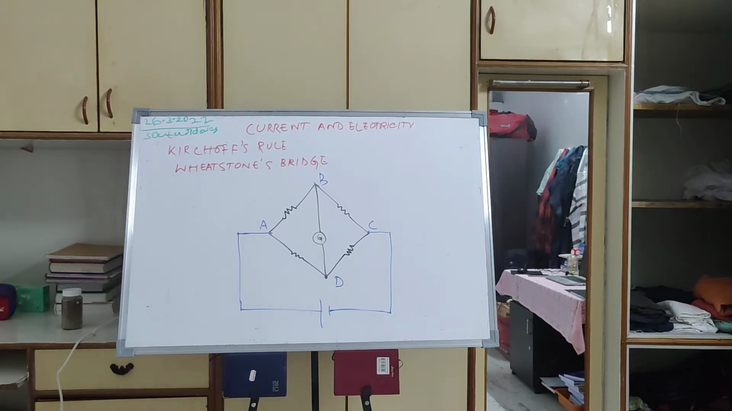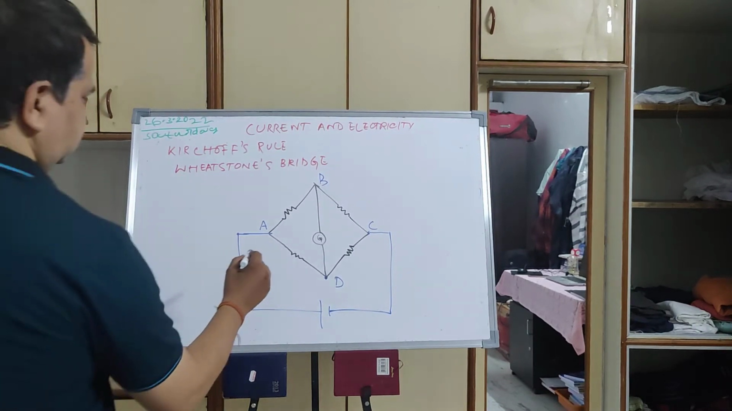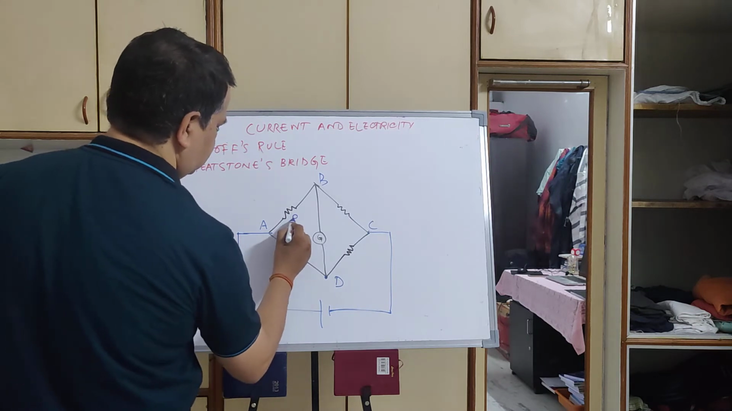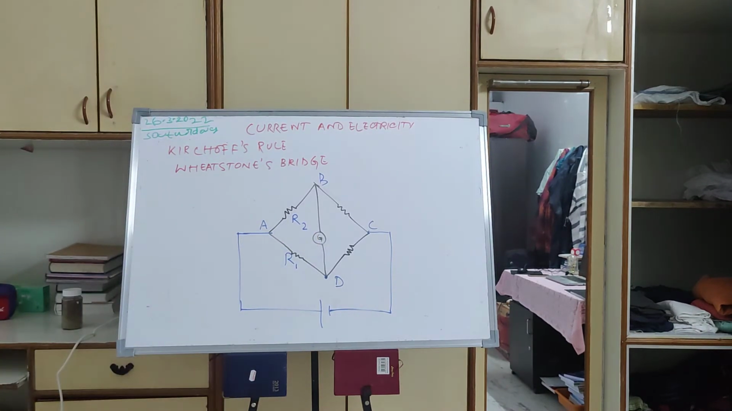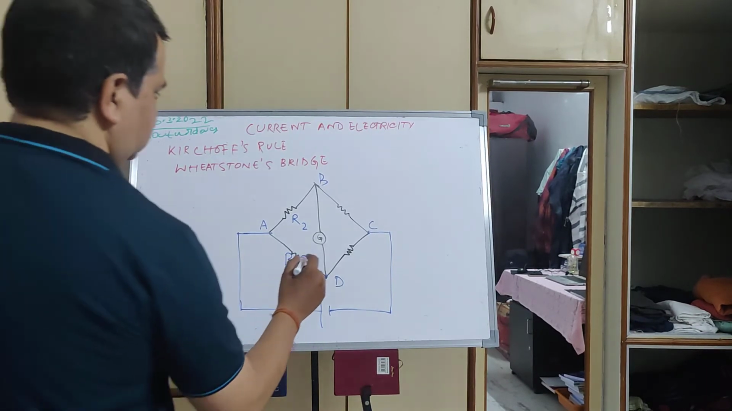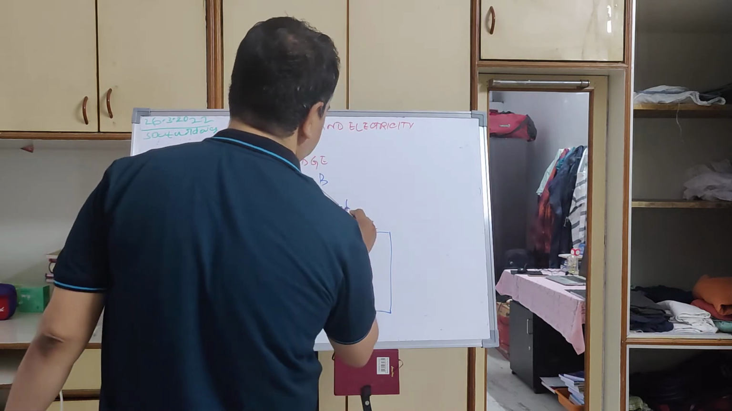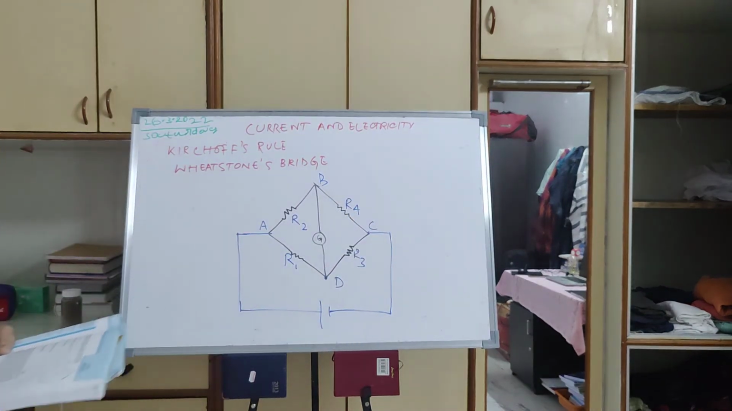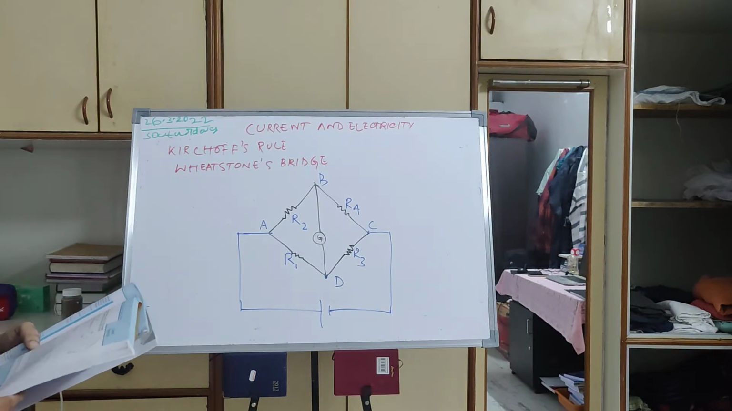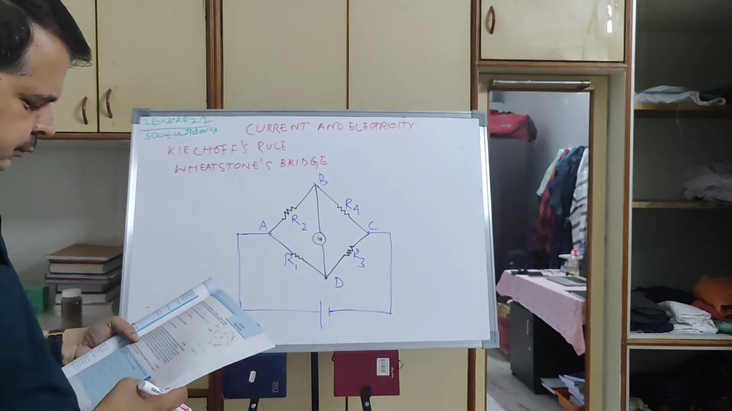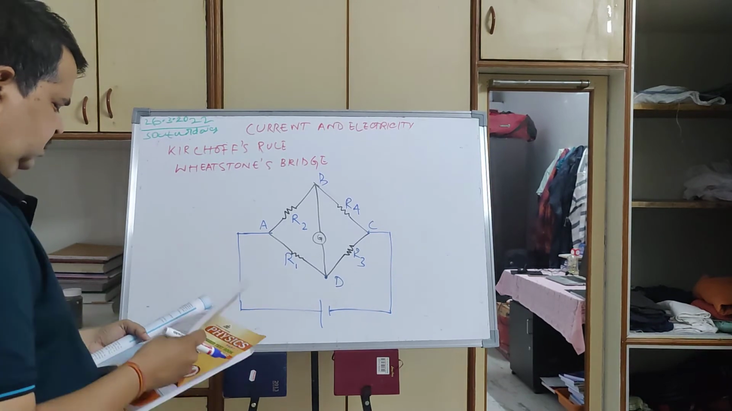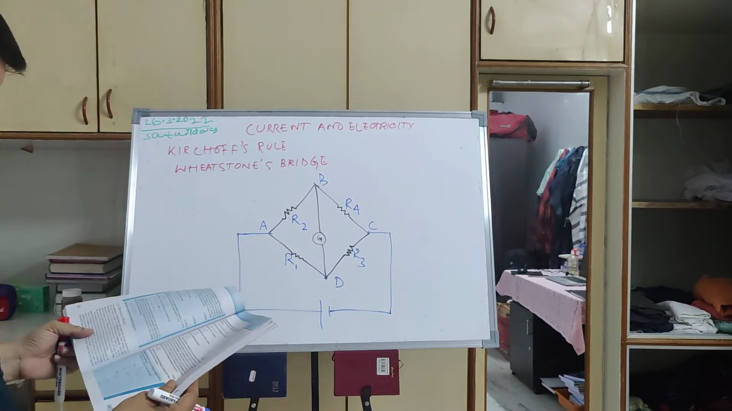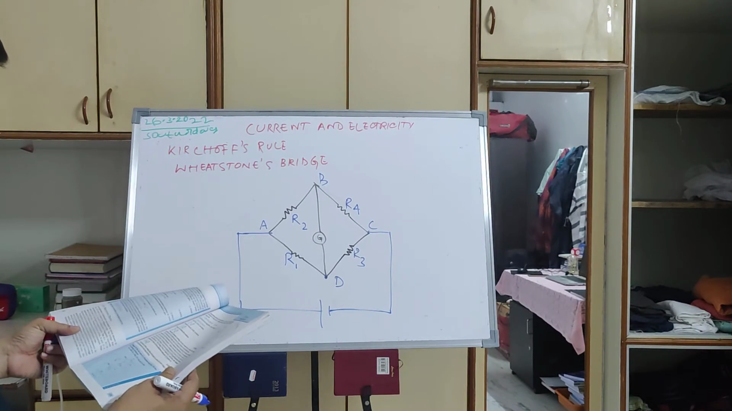This is R1. This is R2. This is R3, this is R4. These are the four resistances. R1, R2, R3. So, Wheatstone Bridge.